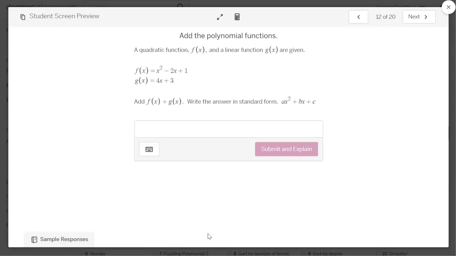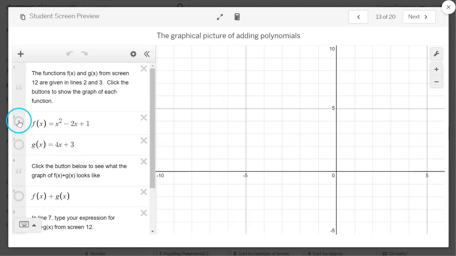If you don't want to take the time here to work on that, then you can definitely work on that when you get to the graspable math activity. They will add f of x and g of x and write in standard form. And if they don't know what standard form is, that's standard form. And then on this screen, they're actually going to look at all three.